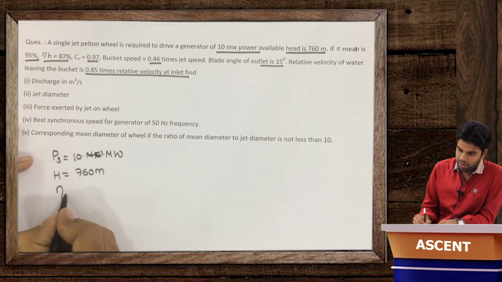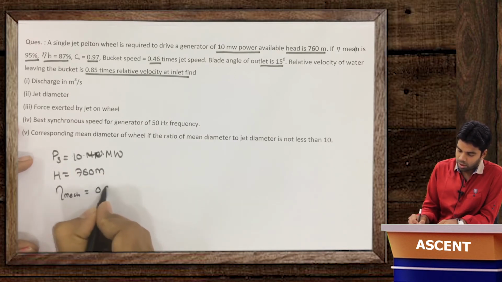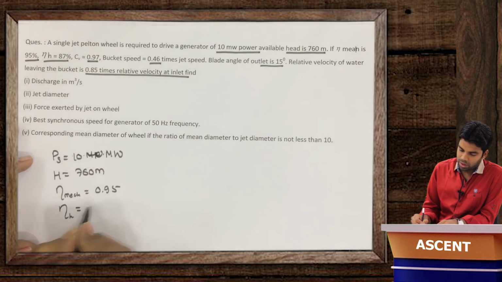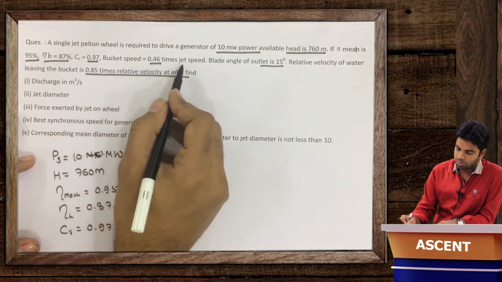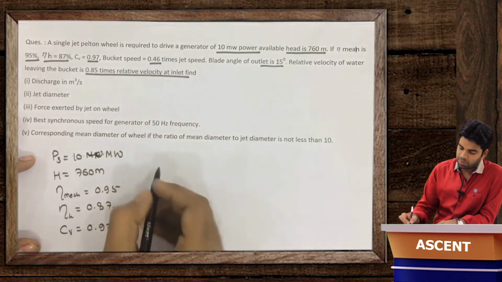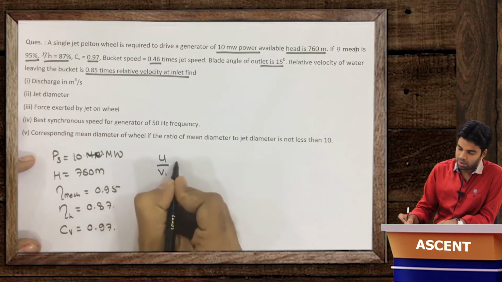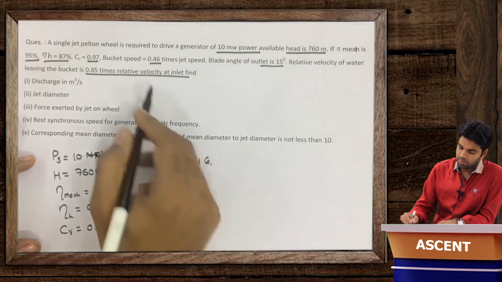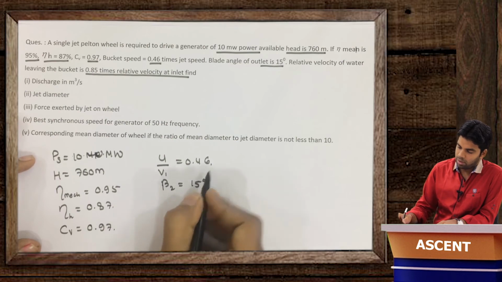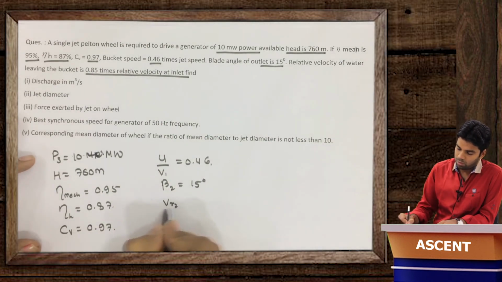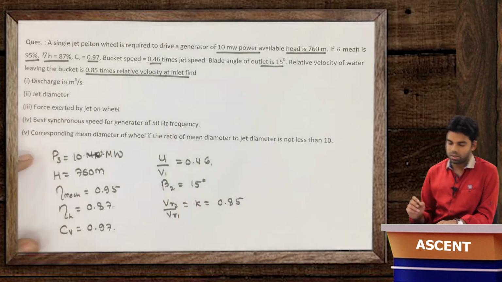Okay, mechanical efficiency is given as 0.95, hydraulic efficiency is given as 0.87, CV is given as 0.97. The ratio of bucket speed to jet speed, U by V1, is given as 0.46. Blade angle at outlet, beta 2, is 15 degrees. Relative velocity VR2 by VR1 is equal to K, which is 0.85. So these are the given data.